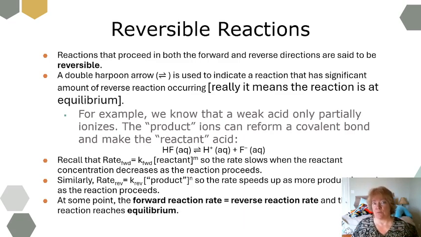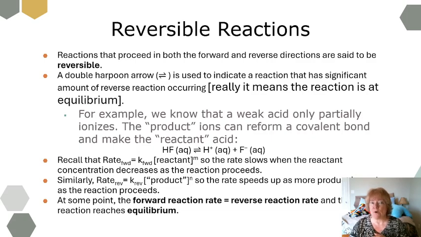In a reversible reaction, we consider that the reaction can proceed in both the forward direction and in the reverse direction. The reactants can make products, but once products exist, the products can also unreact to make the reactants. So we have a forward and a reverse reaction. We will use double harpoon arrows to indicate a reaction that has a significant amount of reverse reaction happening.